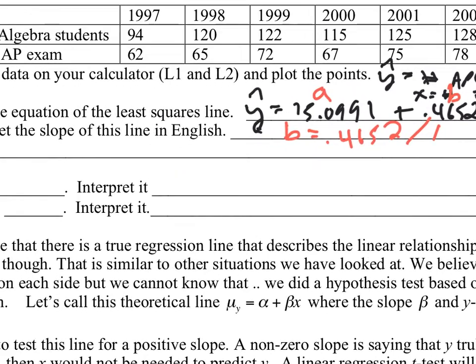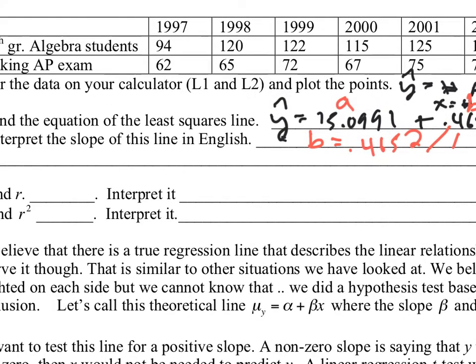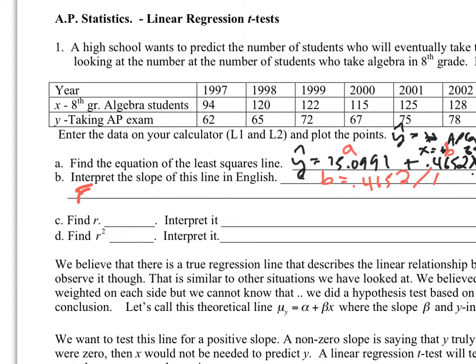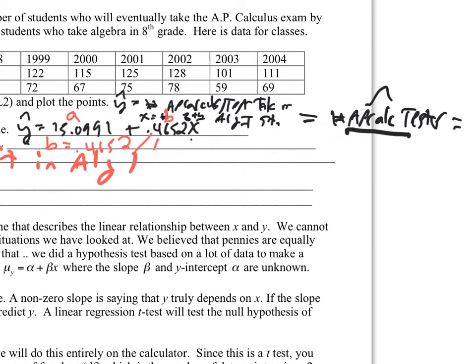So what does that mean in English? Rise over run. For every 8th grade student in Algebra 1, what happens? It's actually an increase, isn't it? There is an increase of 0.46 calculus students.